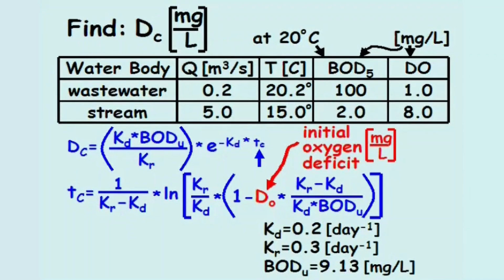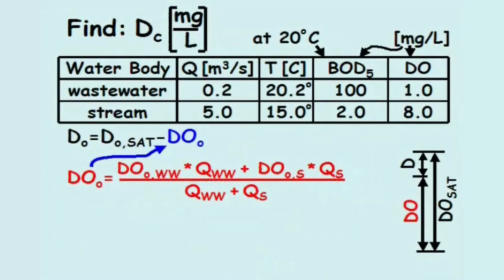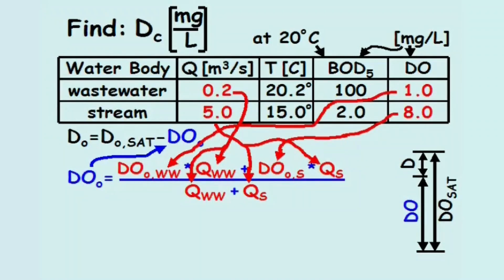To determine the initial oxygen deficit, we'll subtract the initial concentration of dissolved oxygen from the initial saturated concentration of dissolved oxygen for the combined flows. The initial concentration of dissolved oxygen is the weighted average of the initial concentrations of dissolved oxygen from the two water bodies, weighted by flow rate. The values are plugged into the equation, and the initial dissolved oxygen concentration equals 7.73 milligrams per liter.